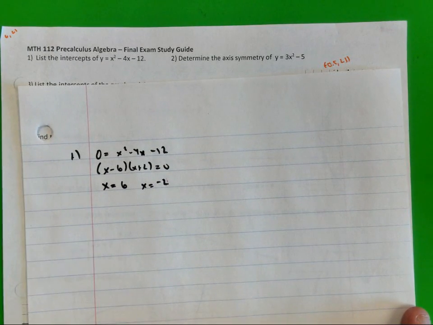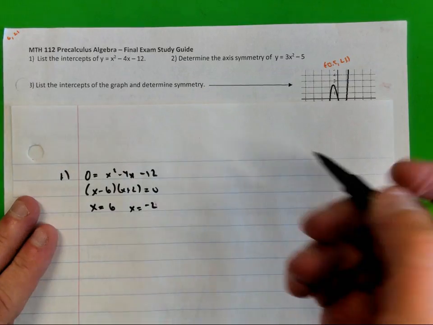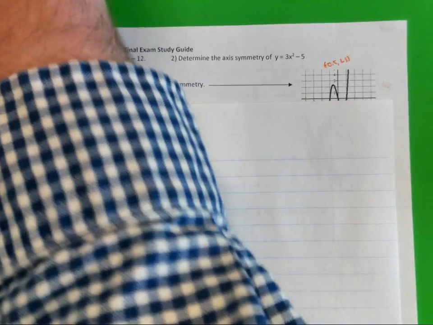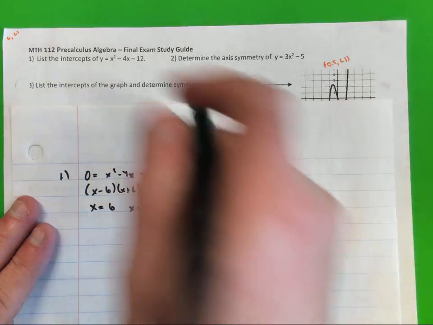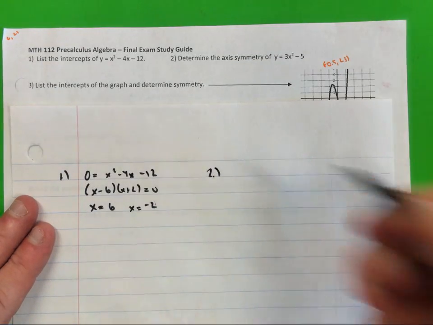And x-intercepts mean that's where it crosses the what axis? Class? Which one? Say it one more time. What is it? Thank you.